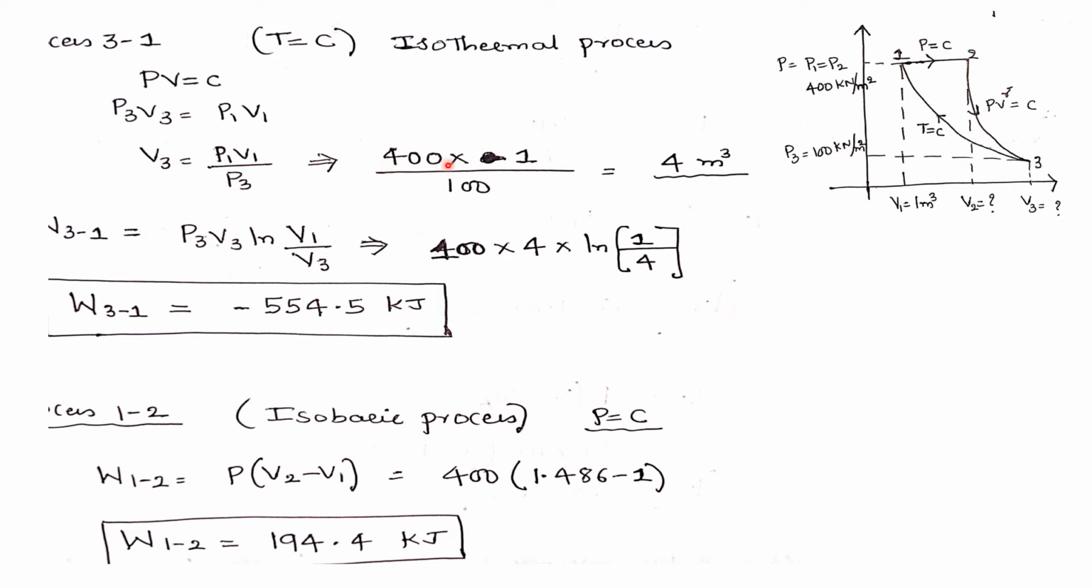So P1 is 400 kilopascal, times the volume at point 1, which is given as 1, divided by the pressure at point 3, which is 100 kilonewton per meter square. So my volume at point 3, V3, is 4 meter cube.